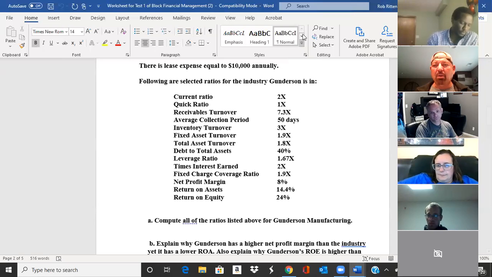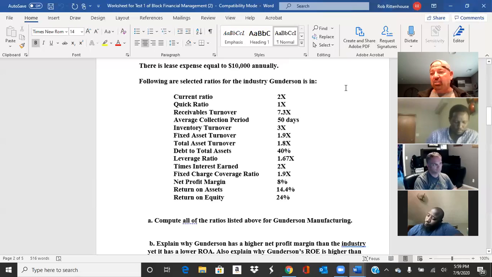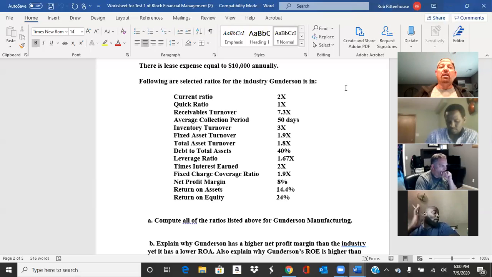Why is that a problem? It's a problem because if you have too much inventory, that's excess funds tied up in that inventory that you could be earning interest on. It also means you're going to have more theft and spoilage costs and more storage and handling costs because of that extra inventory. So it's a good thing that their inventory turnover ratio is way higher than the industry.